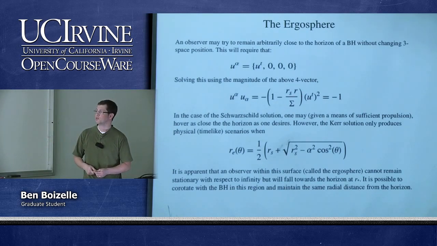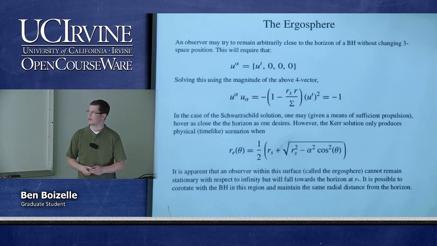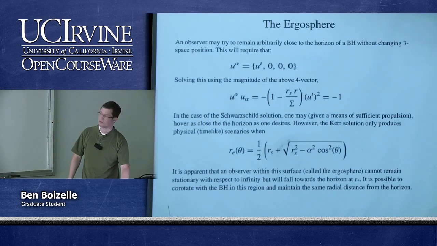When you solve that, you're able to find what's called the ergosphere radius, which is related to alpha and, of course, theta. This shows that there's a limit to how close you can get without having any type of motion. So any closer than that, and you will fall into the event horizon. It is possible, and I didn't want to bring it up, to rotate with a black hole and get closer than that within the ergosphere.